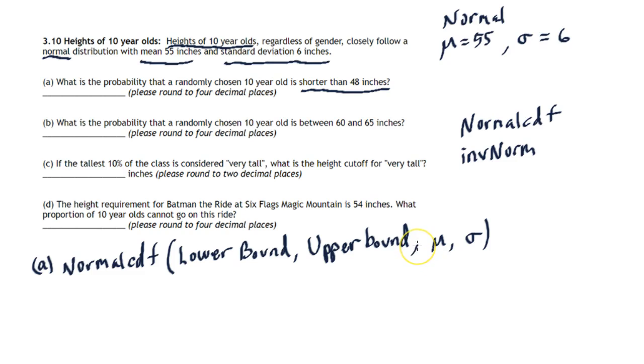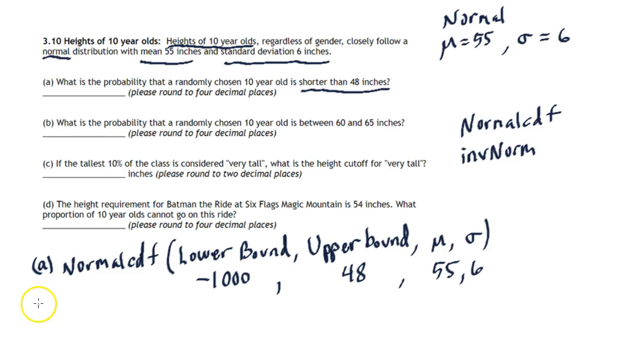So I'll just tell you for part A, that if it's shorter than 48 inches, that's less than or equal to 48 inches. So there is no lower bound. Just enter in some really small number. So -1,000 will be fine for lower bound. For the upper bound, it's shorter than 48 inches, so the upper value is 48. So less than or equal to 48, and it goes down for a long distance, forever, really. The mean is 55, and standard deviation 6. So you'll enter that in and get a solution.